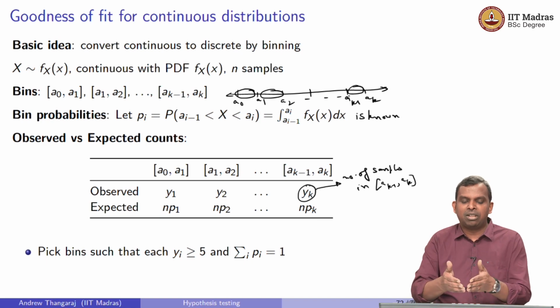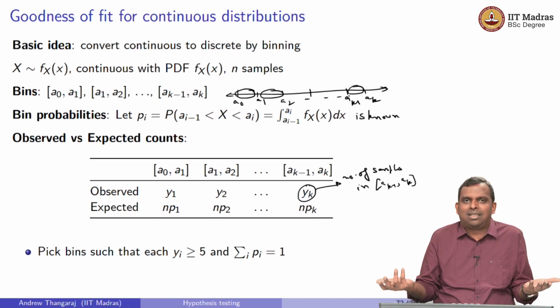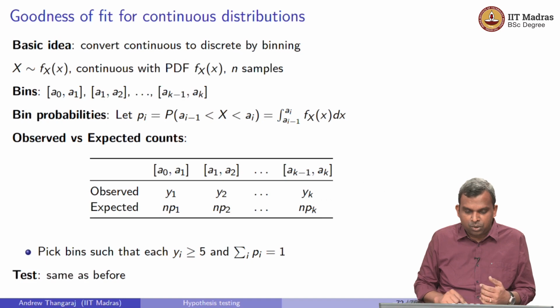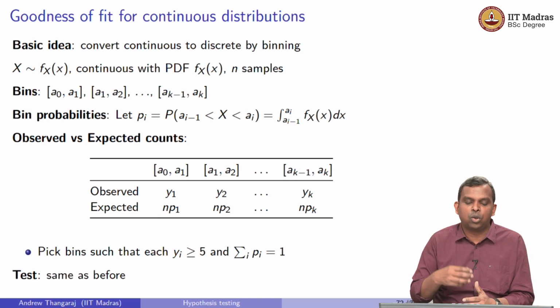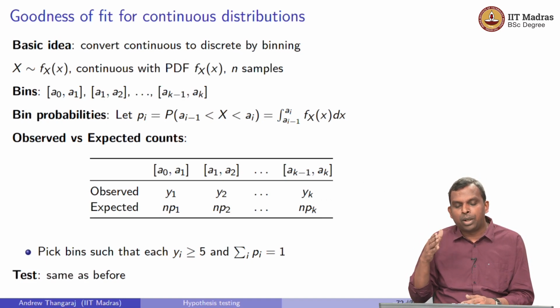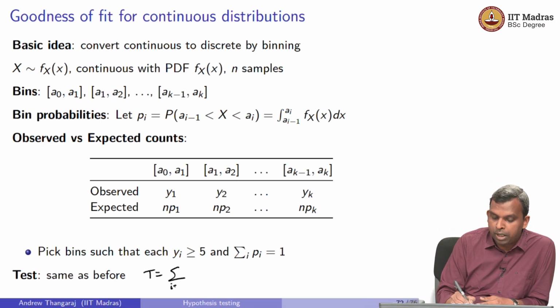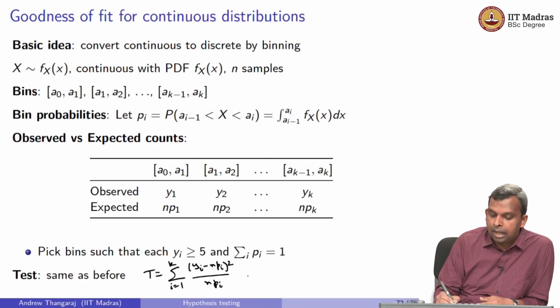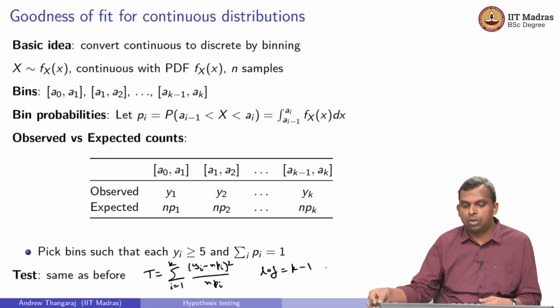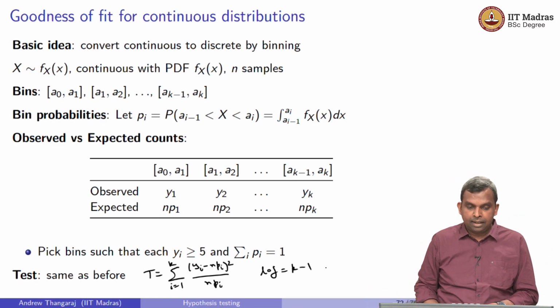Once you do this, you have this table, and the chi-squared test is obvious. It's very easy to do. The test is the same as before: you compute the test statistic, which is (y_1 - np_1)^2 / np_1 plus so on. That is, the sum over i equals 1 to k of (y_i - np_i)^2 / np_i, and the degrees of freedom equals k minus 1. That is it. You can do this quite easily.